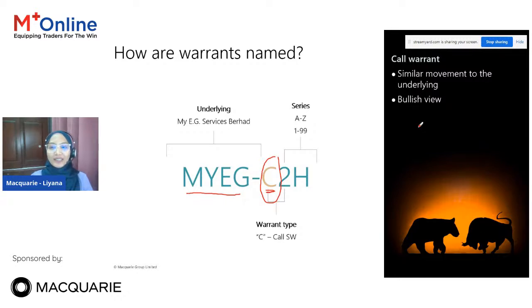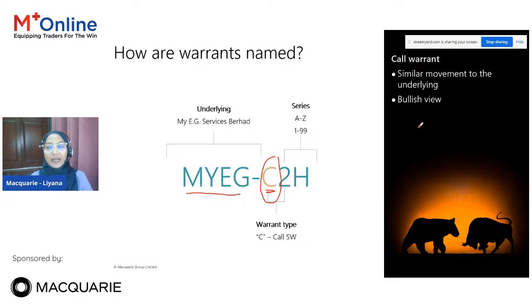Call warrant ni adalah salah satu jenis structured warrants. Okay. So saya nak mention dekat sini, structured warrants ada dua jenis. Satu call warrant, satu lagi put warrant. Okay. So ingat itu je. Dia ada dua saja, call warrant dan put warrant.